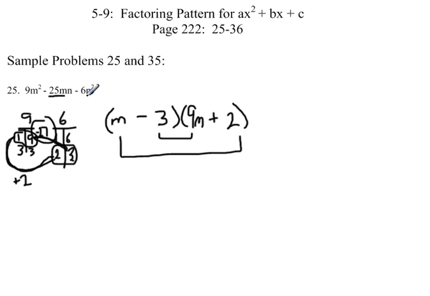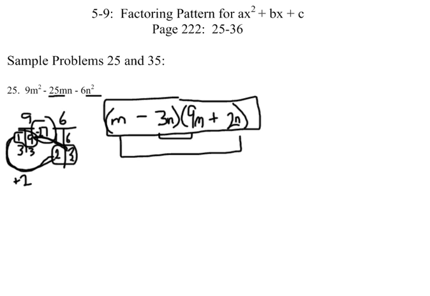Now the one thing I did forget to do is that we have a trailing n variable. So you see how easy it is to forget to do that if you don't put that in first. So your answer is m minus 3n times 9m plus 2n for number 25.